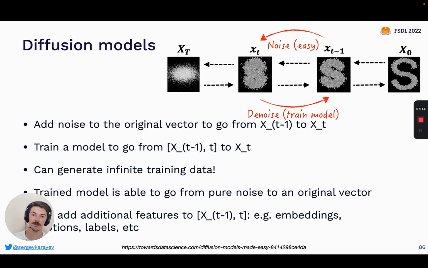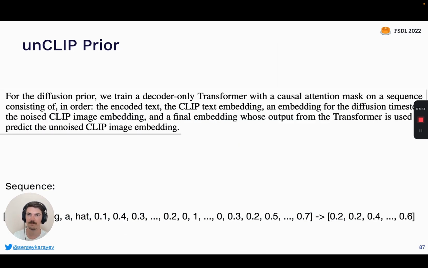And we can also add additional features that the model takes, which at least has the signal and the time step. We could add some embeddings, we could add captions, we can add labels to it to give more information to the model to go on to do its denoising. And so now this sentence might make sense.